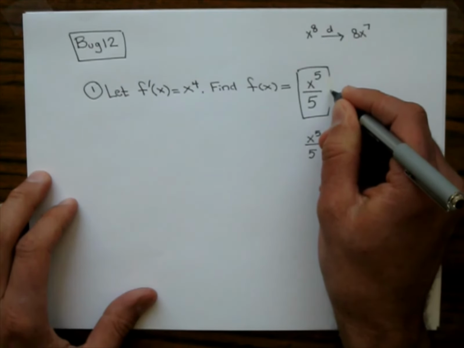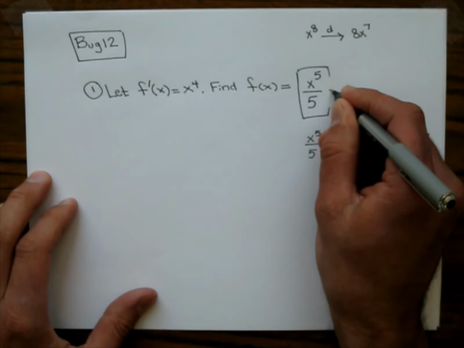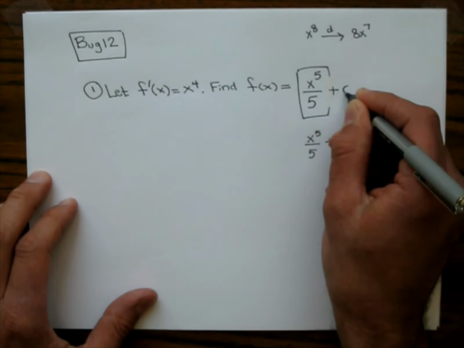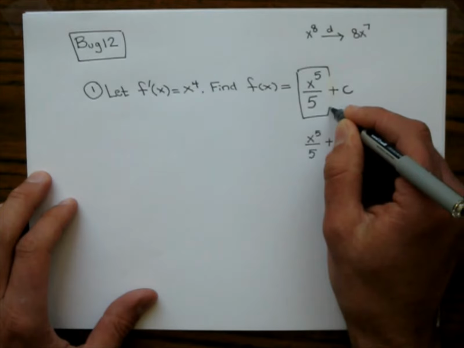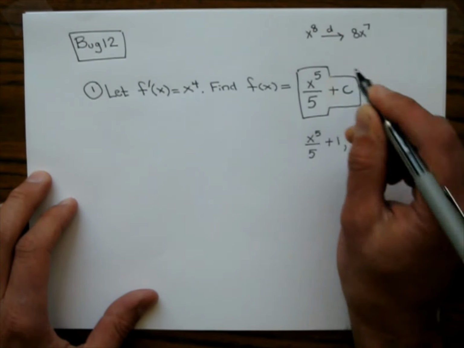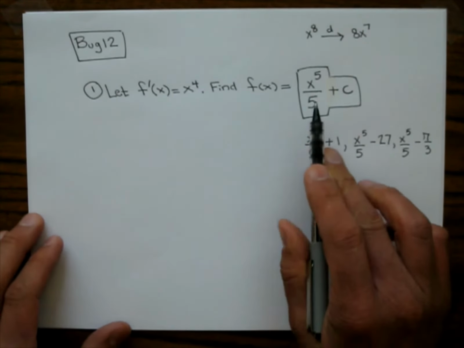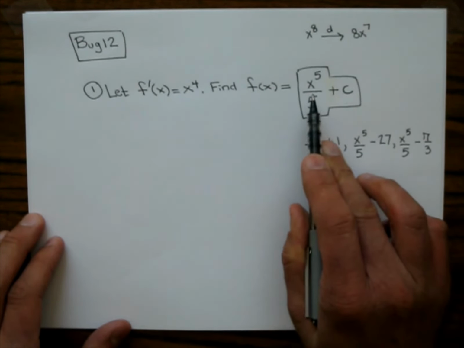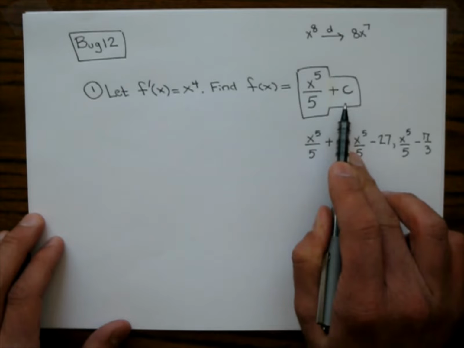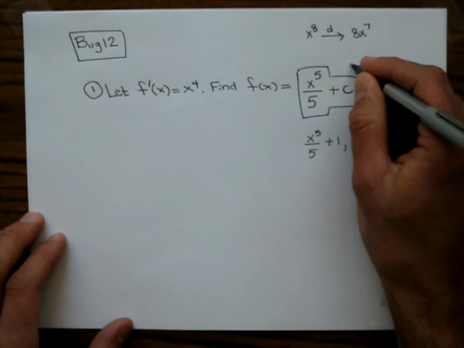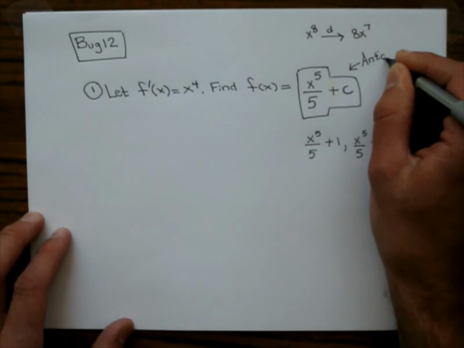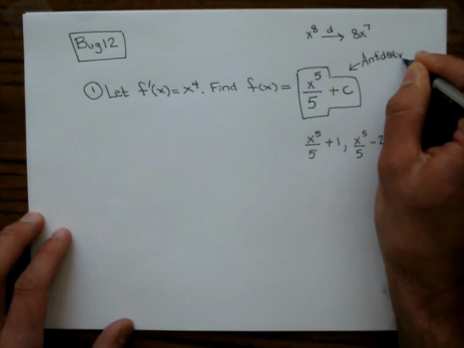So here's the deal with antiderivatives. When they ask you to take the antiderivative, it's going to be this part here plus a constant. And so that's a weird looking box, but there is the original function f. It is x to the fifth over 5 plus c. This right here is called the antiderivative.